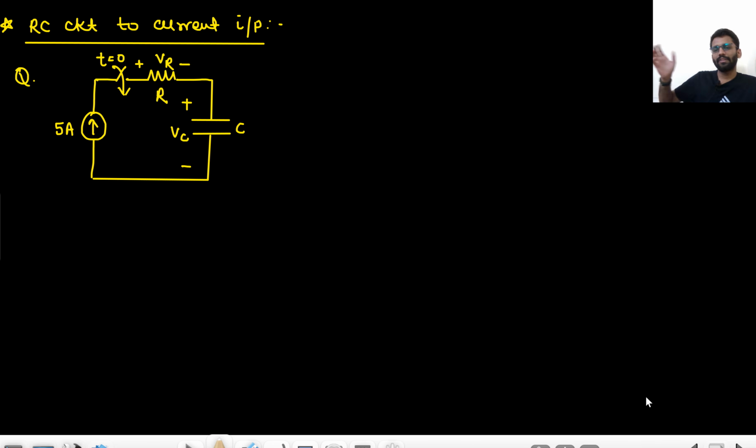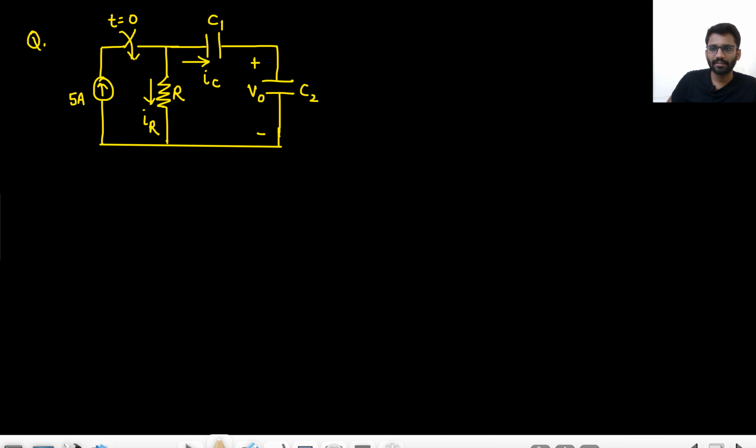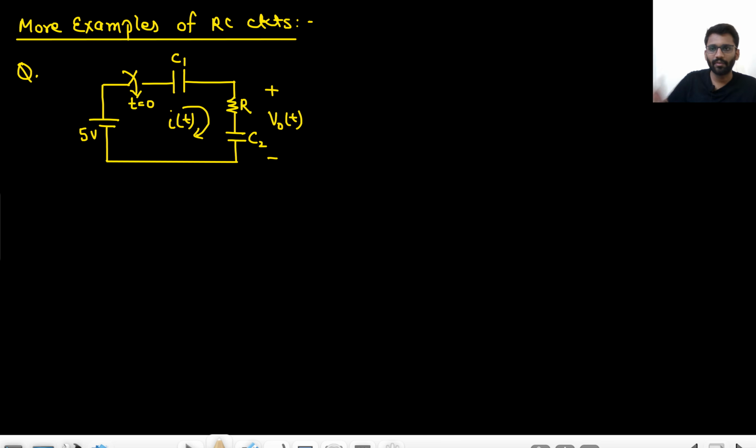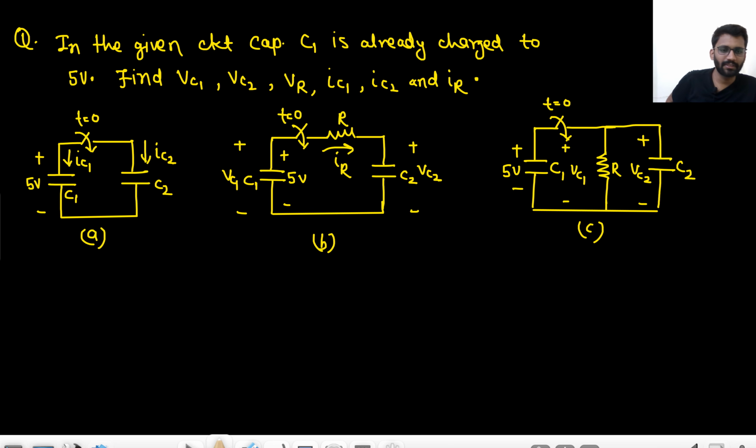Now in the next video, we will see an RC circuit with current input. Then we will see more circuits and more examples of RC circuits like this. All of them we will solve in the time domain. These are some good examples. Then we will solve more questions and see more concepts.